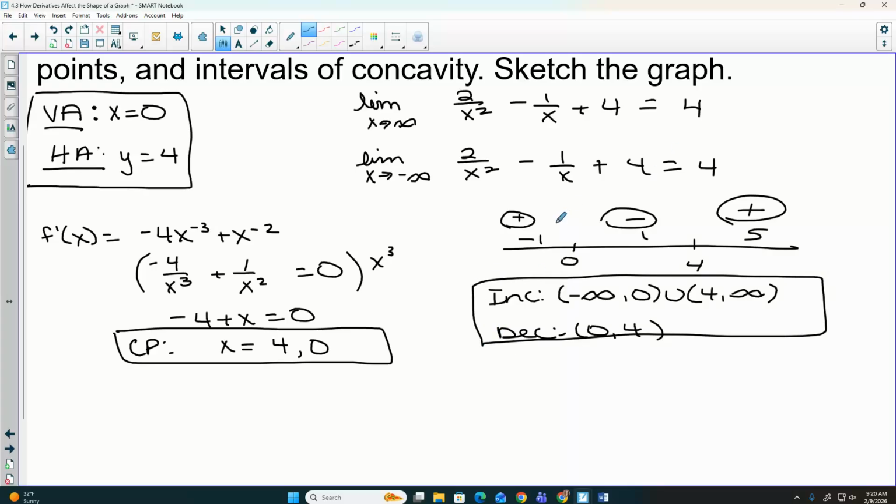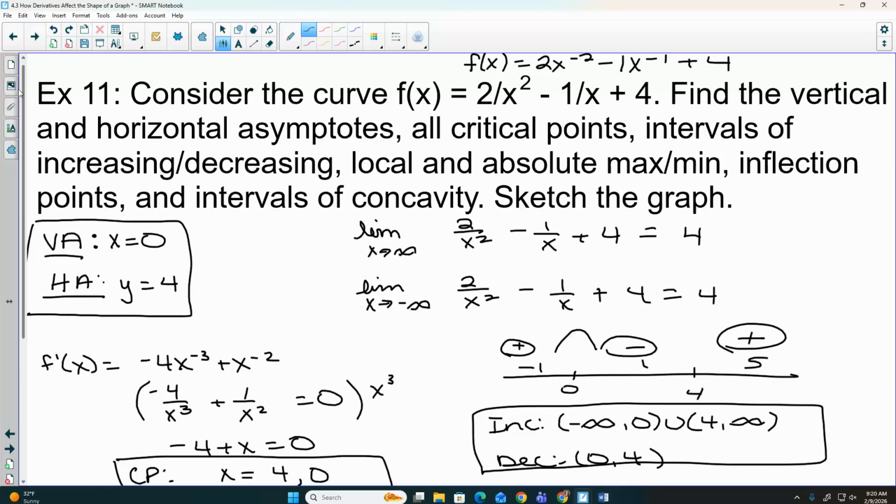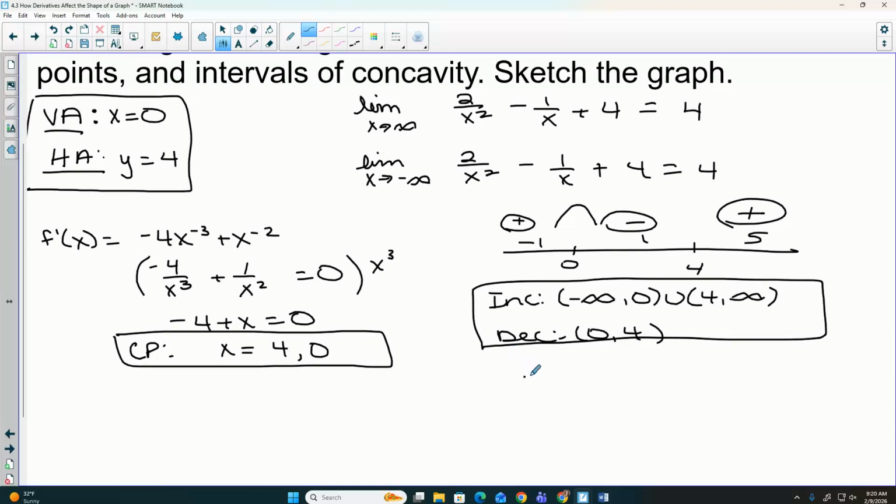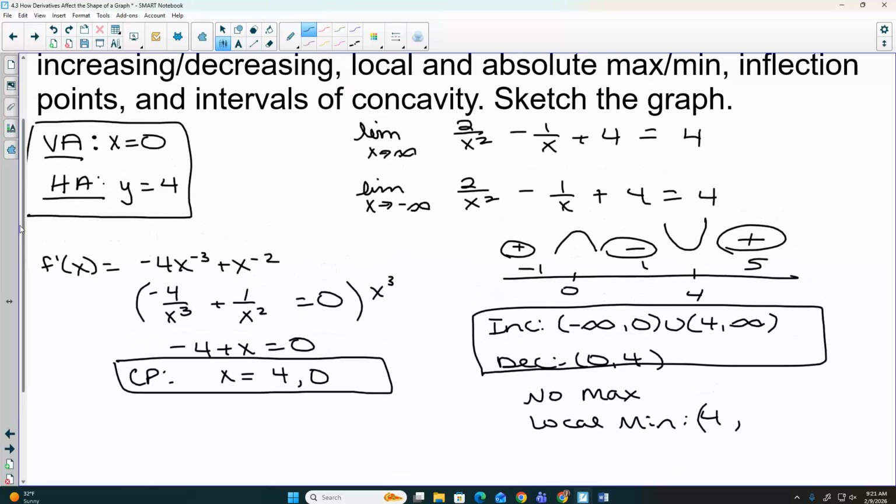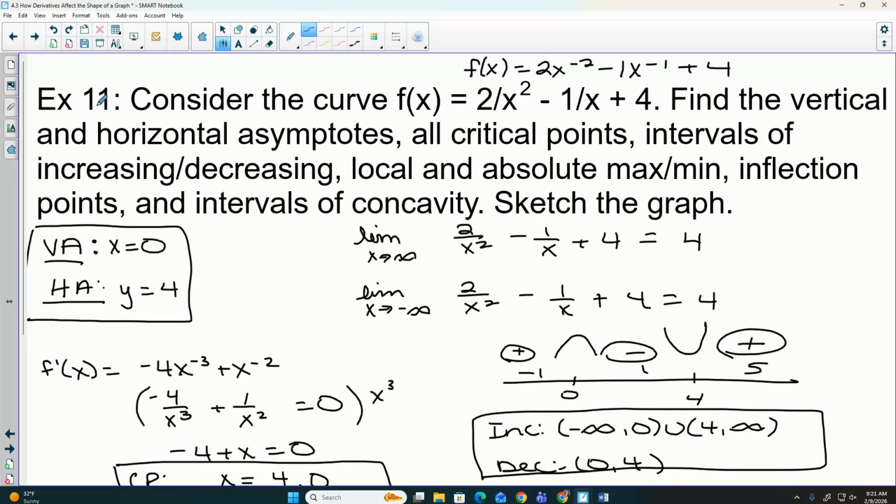Maxes and mins. At 0, increasing to decreasing, that should be a max. What happens when we plug 0 back into the original? It's undefined, so there is no max. Okay, at 4, I go from decreasing to increasing, so there's a min at 4. And if I plug that in, I don't think it's going to be real pretty. 31 over 8.